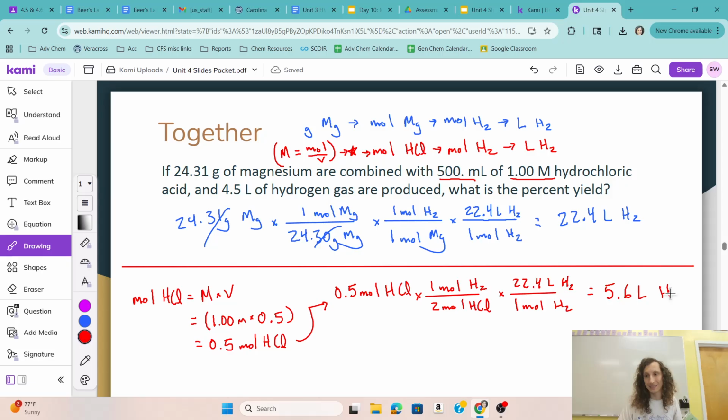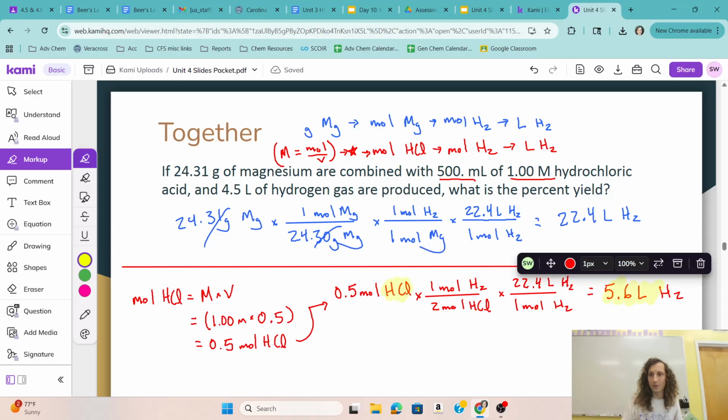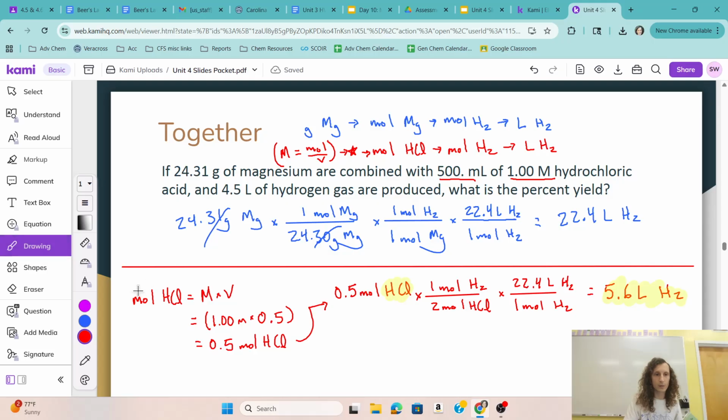Okay, so this one is our limiting reactant. That is our theoretical yield. So this was the limiting reactant, and this 5.6 is our theoretical yield. That's if the thing that runs out first was fully used up, that is how much H2 it would actually make.